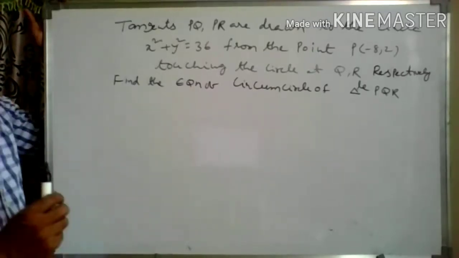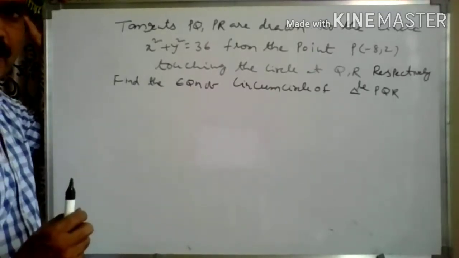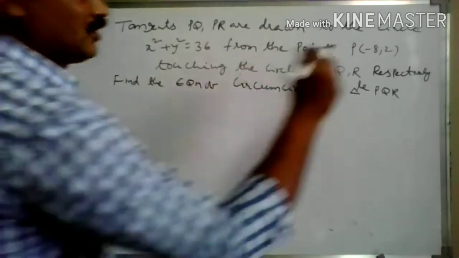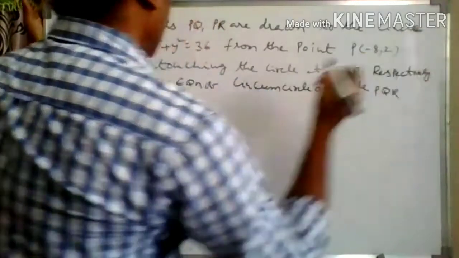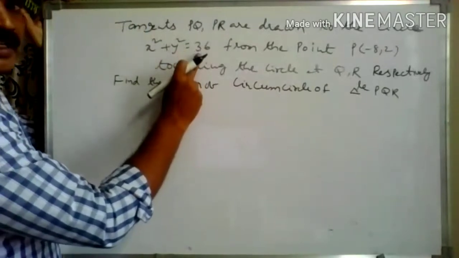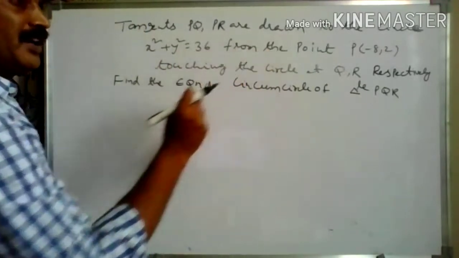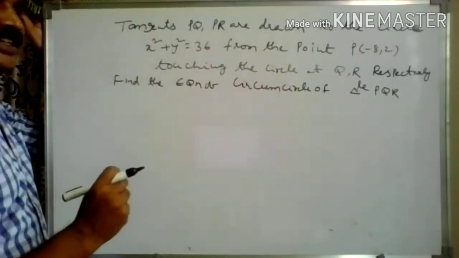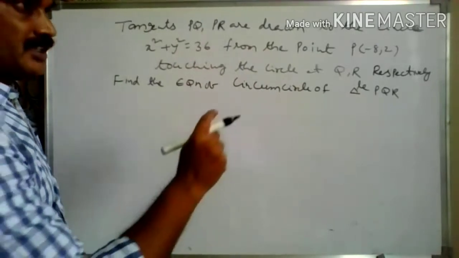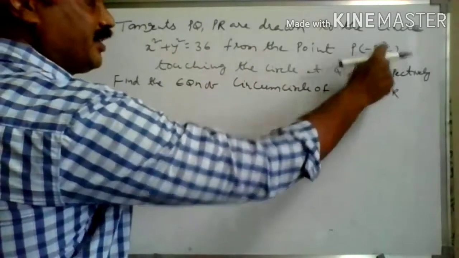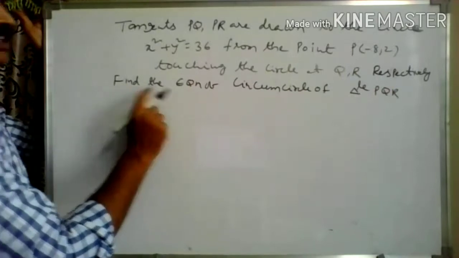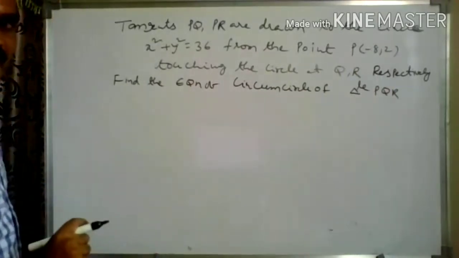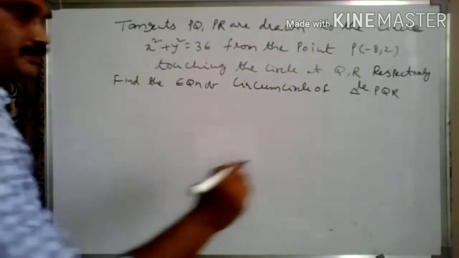Next problem. Tangents PQ, PR are drawn to the circle x square plus y square is equal to 36 from the point P minus 8 comma 2, touching the circle at Q comma R respectively. This point is minus 8 comma 2. Find the equation of circumcircle of triangle PQR.